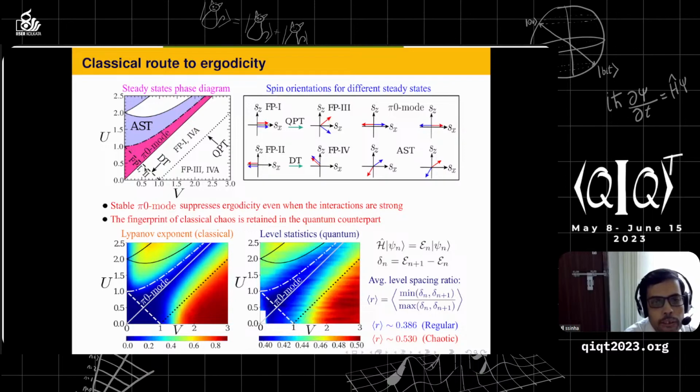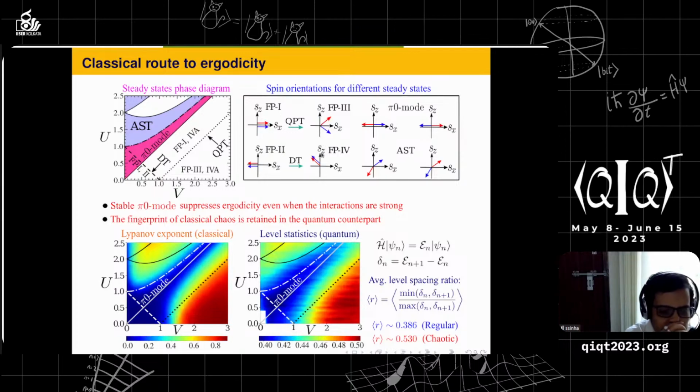The dashed line is there for the dynamical transition. There, the spins will be aligned in a particular direction. Both will be aligned in the same direction, but there will be a Z component. So there's another type of steady state that will appear. This is also like a pitchfork bifurcation.